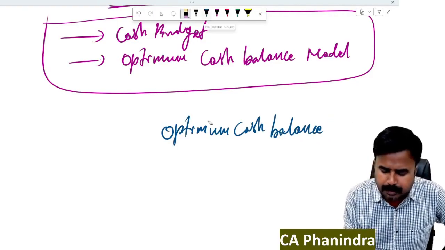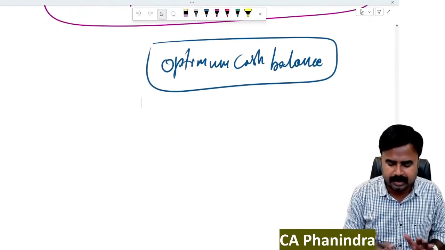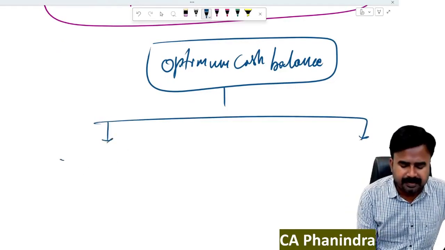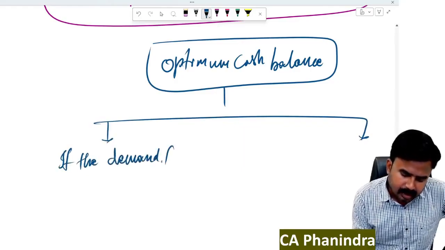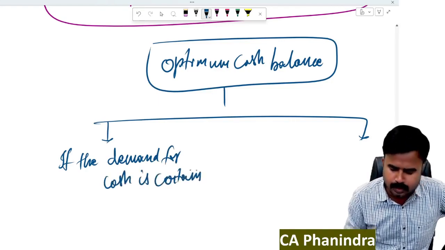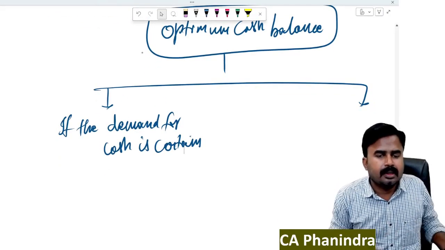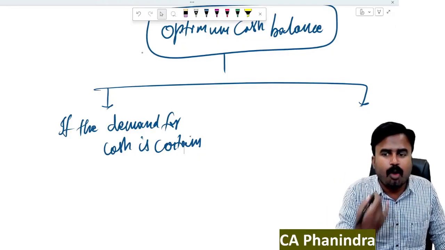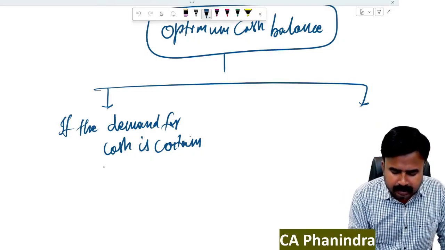See, this optimum cash balance is purely decided based on the demand for cash. The demand for cash can be certain or uncertain. If the demand for cash is certain, certain means even outflows. If I say 365 crores outflow for the next year, then I'll assume that every day there will be 1 crore outflow. This is what even, equal outflows means. The demand for cash is certain.